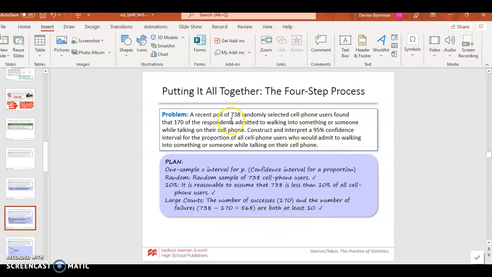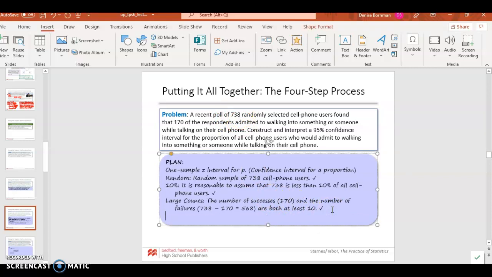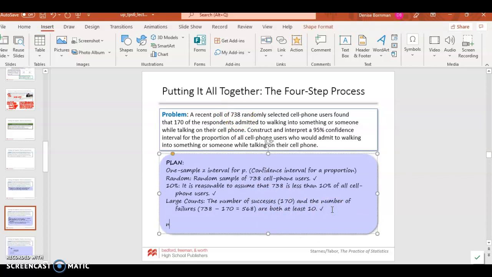So remember, N is 738. Let me go ahead and type this down here just so you can see what I'm talking about. So when I say NP, or really technically it's NP hat, I don't know how to put a hat on this. I'll just write NP hat.